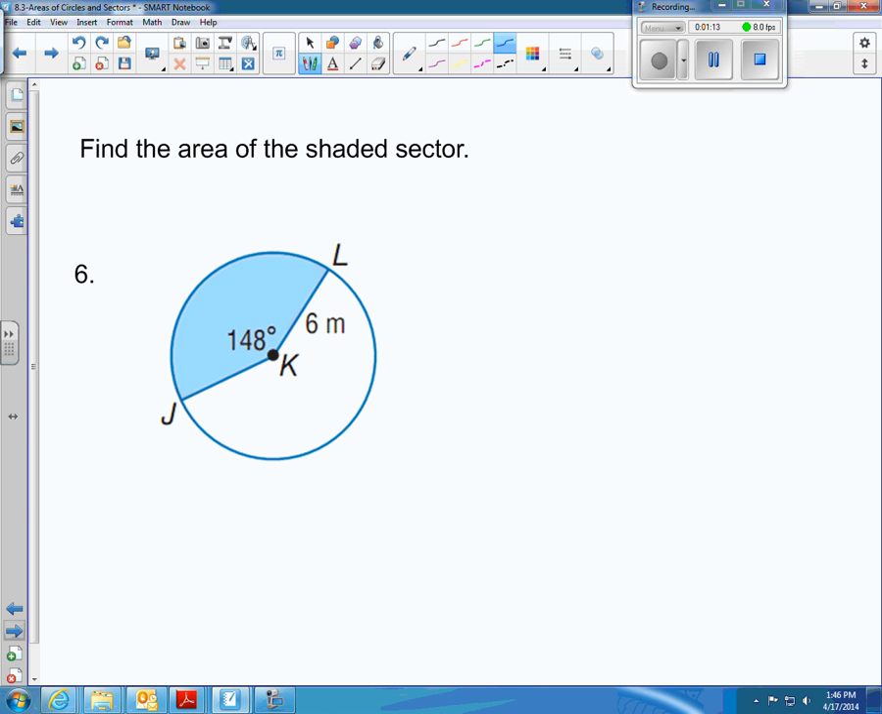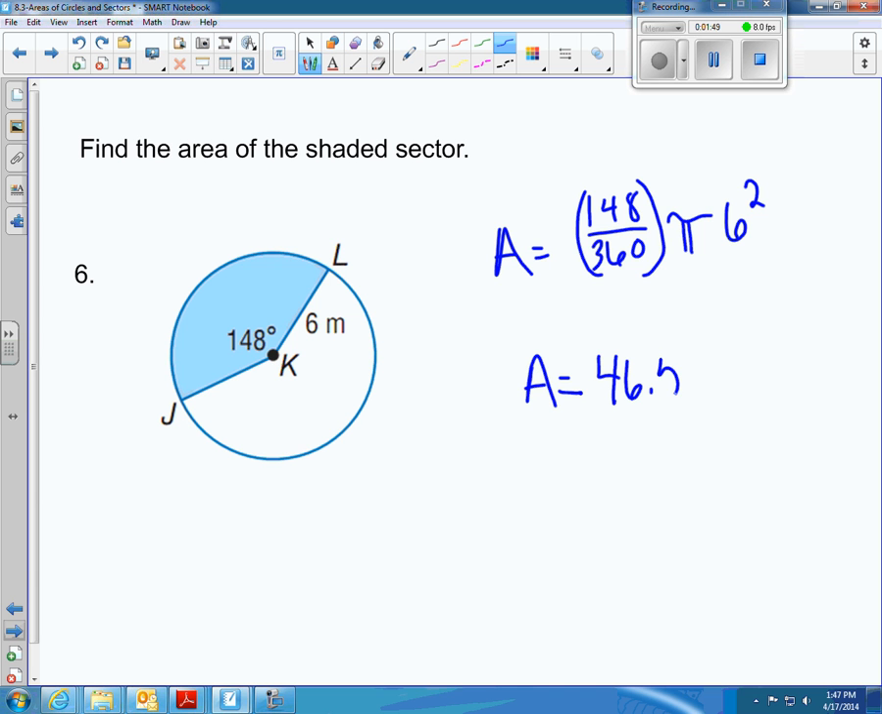Find the area of the shaded sector. Let's plug into our formula. We have our angle, 148 over 360 times pi times our radius squared. Remember, just the radius is squared, so just the 6 is squared. Type that into your calculator and let's round to 1 decimal place. Pause it if you don't have it. We get an area of 46.5. Don't forget we label meters squared because we're talking about an area.